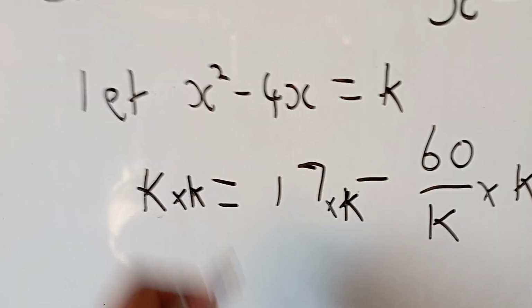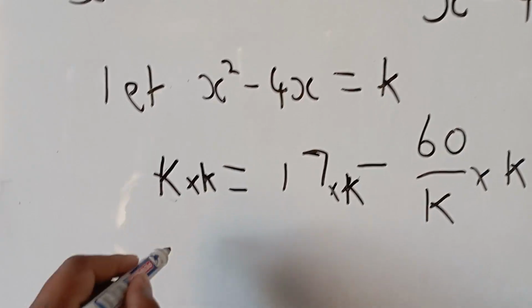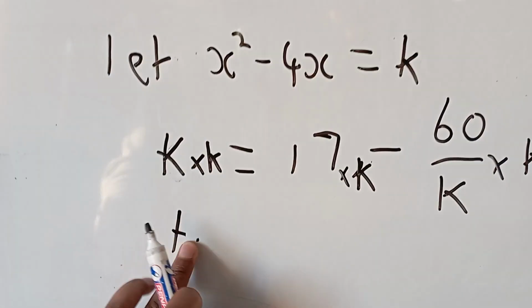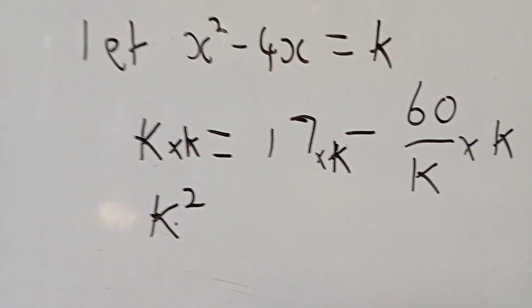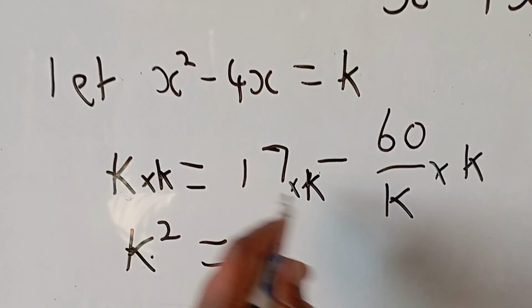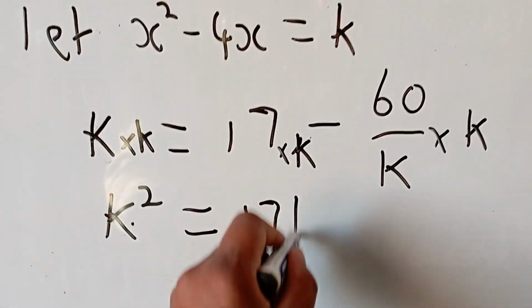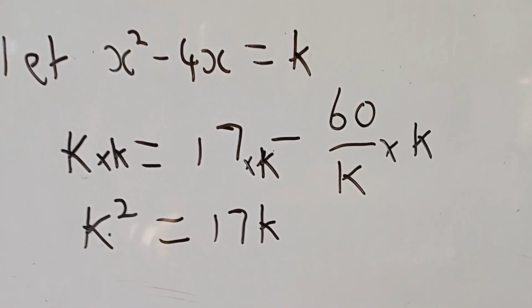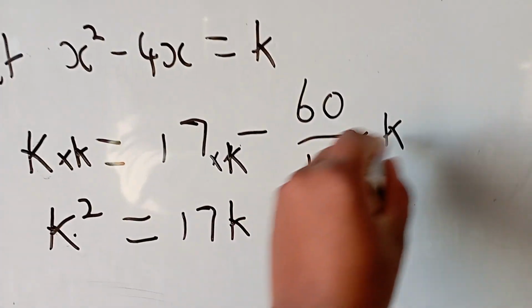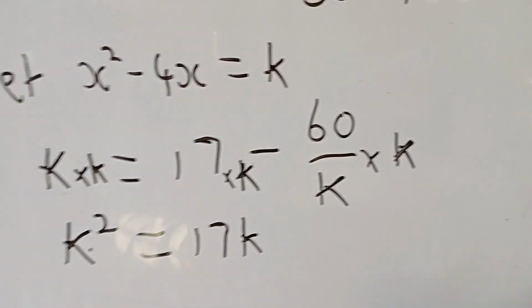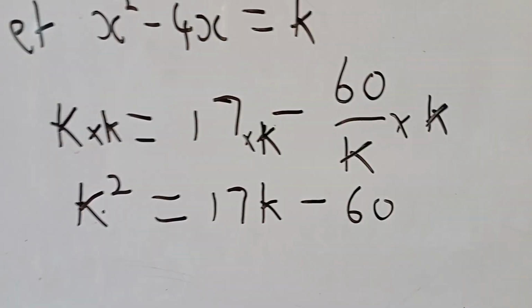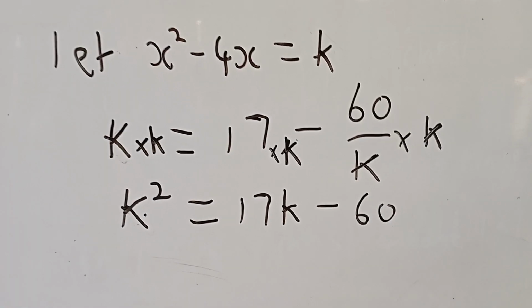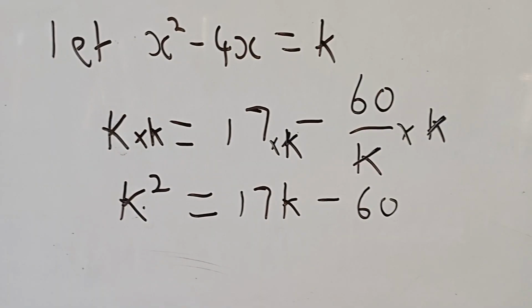Multiply by k. So k times k will give us k squared, right? Is equal to 17 times k, it will be 17k. And then this k and this k will cancel. Then we'll remain with minus 60. Now things are getting a little bit simpler.